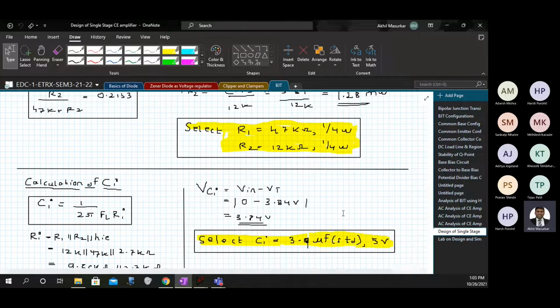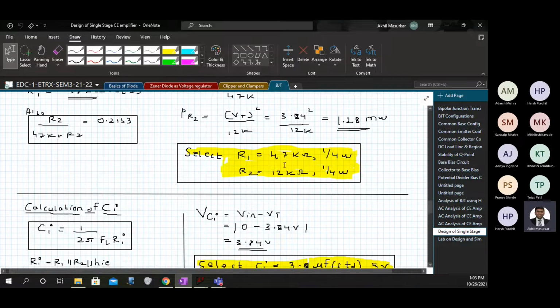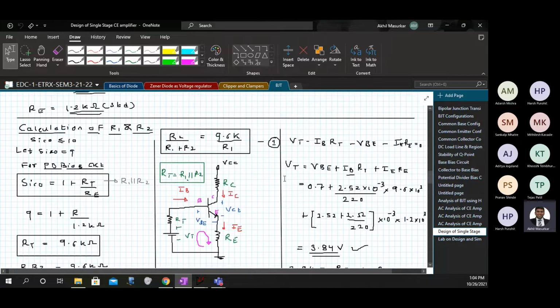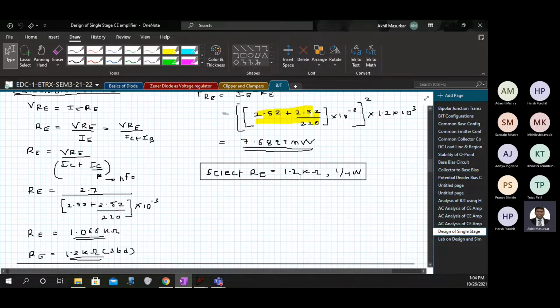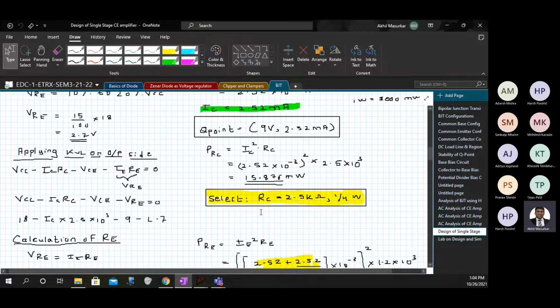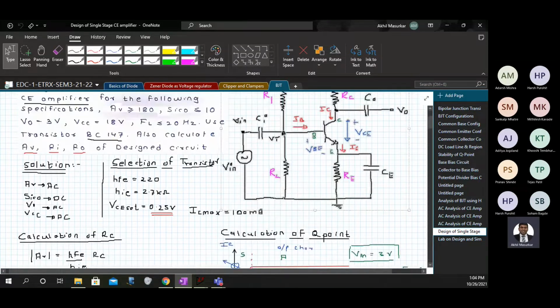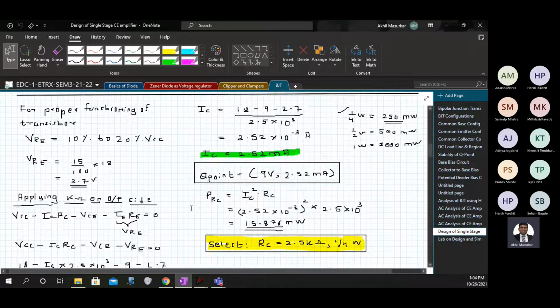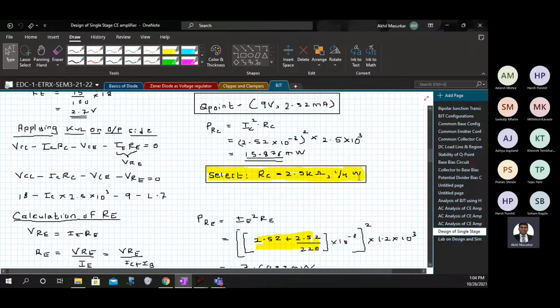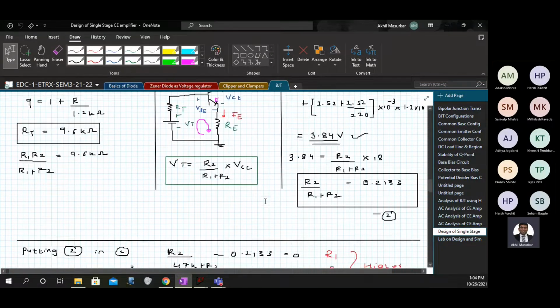So let us check the values. R1, R2 was 47K and 12K. Then we have found out the value of RE was 1.2 kilohms, that is correct. And RC in the very beginning we have calculated, that is 2.5 kilohms. Now in SPICE you don't have to give the wattage rating because you are not physically going to connect the components, but yes, the values are important.